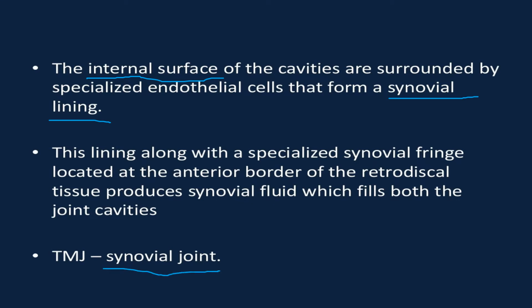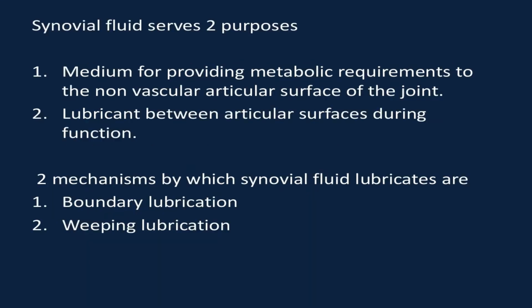The TMJ is a synovial joint. 26. Synovial fluid serves 2 purposes: 1. A medium for providing metabolic requirements to the non-vascular articular surface of the joint. 2. A lubricant between articular surfaces during function. The 2 mechanisms by which synovial fluid lubricates are: 1. Boundary lubrication. 2. Weeping lubrication.